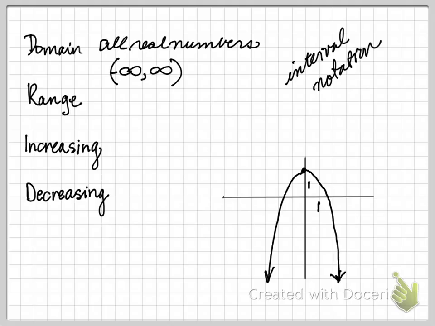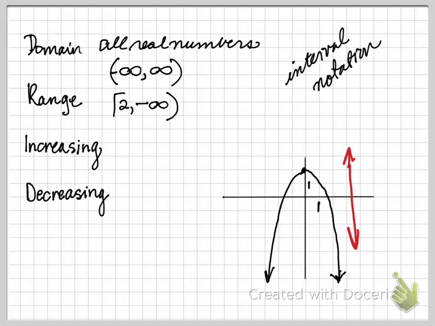The range for this one, looking up and down, is going to be from 2 and then down to negative infinity. Infinity always gets parentheses. The 2 here gets a bracket because, if you look at the graph down on the right, at y equals 2, that's included in the function. So I get a bracket. If the 2 was not included, then I'd get parentheses.